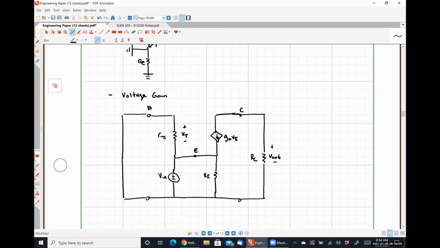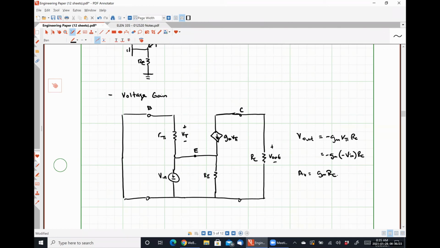Yeah. So we have V out is still equal to negative GM V pi times RC, which is negative GM negative Vn RC. And so our voltage gain is simply GM RC. So this emitter degeneration here doesn't change our voltage gain at all. Doesn't change our voltage gain one bit. Doesn't change our output resistance one bit. It does serve to lower our input impedance further.